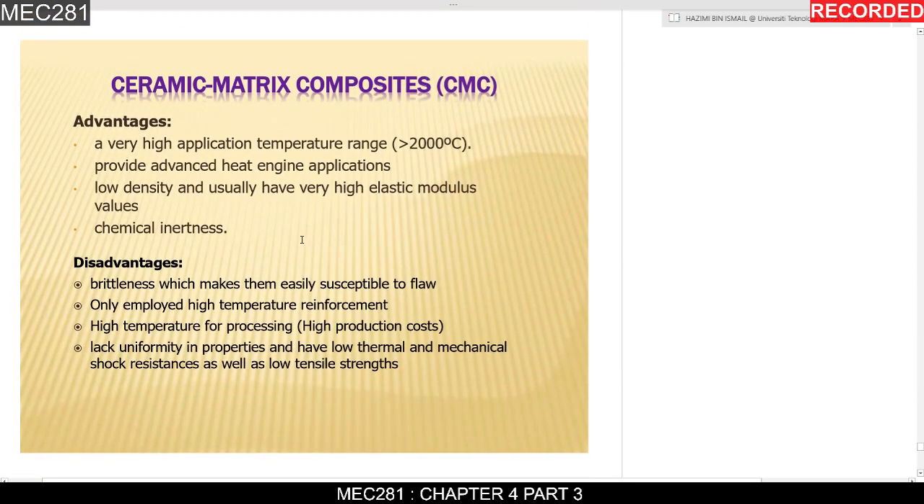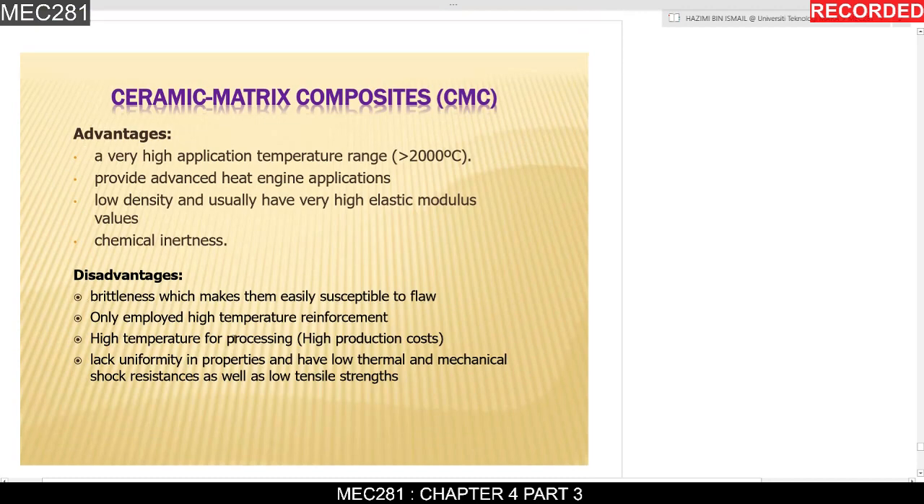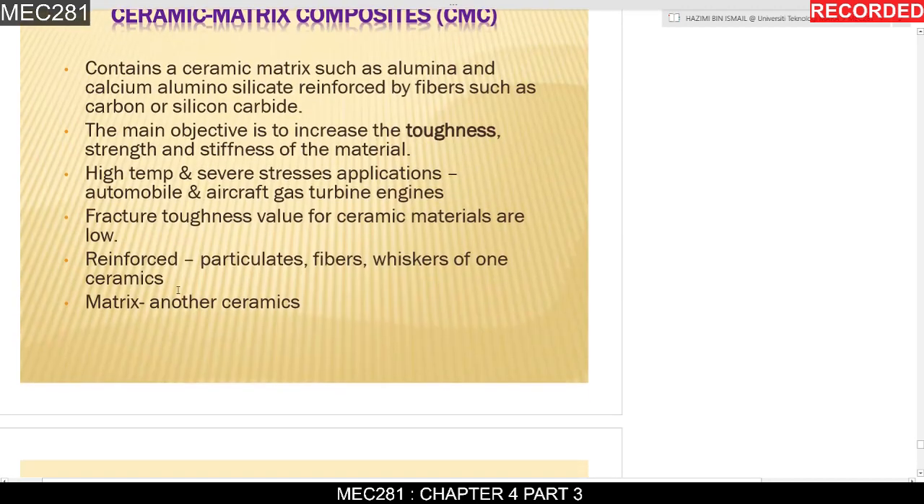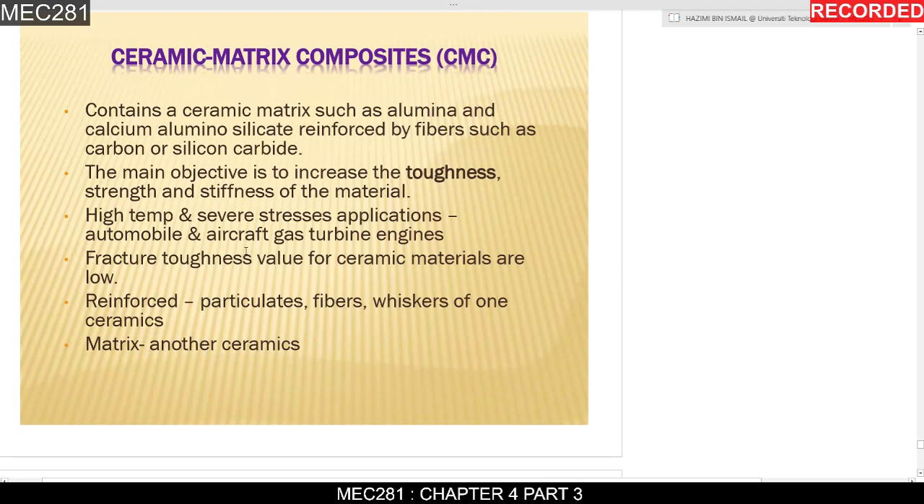Okay, still the advantages, and now the slide of ceramic matrix composite. So this is the last one. We have three types as I said just now. The first one is polymer, the second one is metal, and the final one is the ceramic.